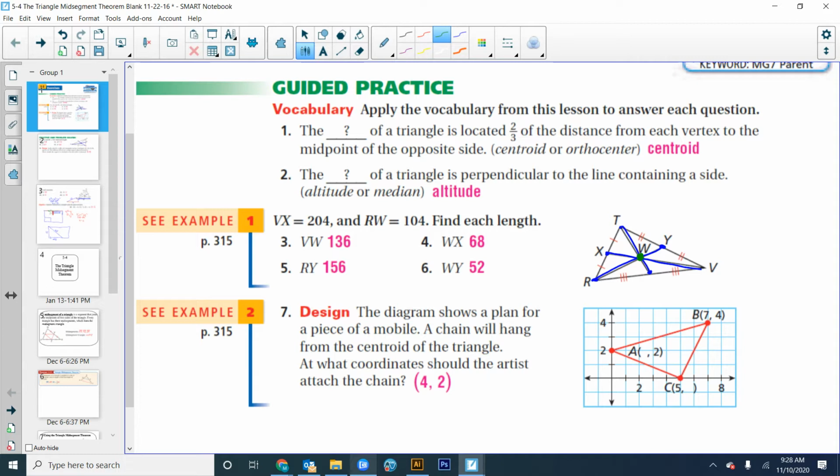It cuts the medians into 1/3, 2/3 parts. Don't say it cuts it in half, right? It cuts it into a 1/3, 2/3 part. All right, and it's also the point where the triangle would balance. Very good. Questions on 1 through 6?